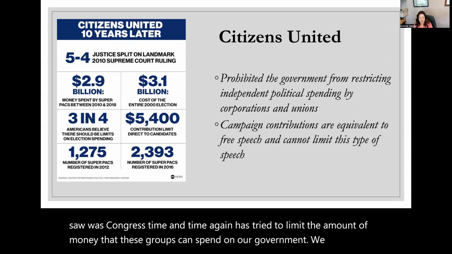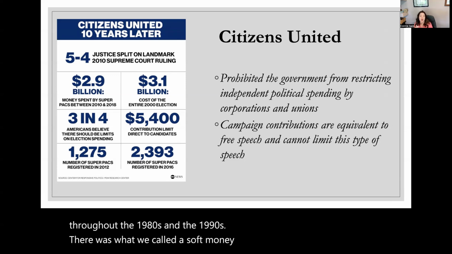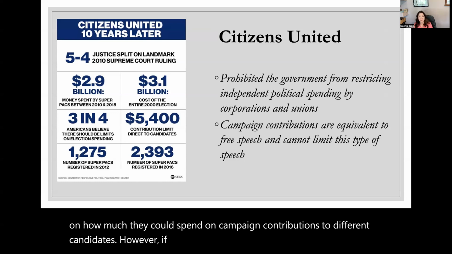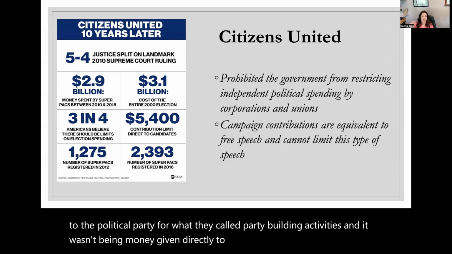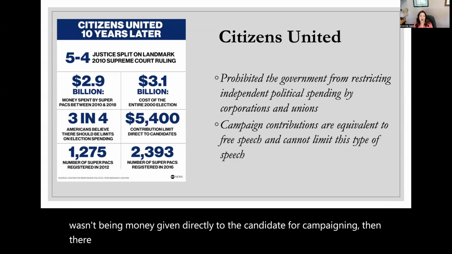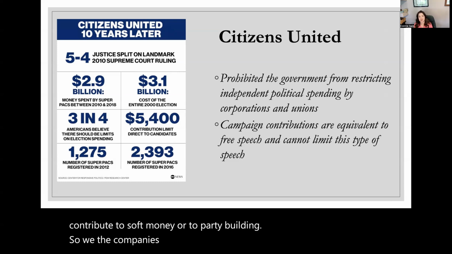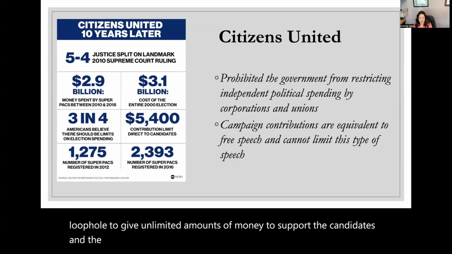Throughout the 1980s and the 1990s, there was what we called a soft money loophole, where there was a cap on how much they could spend on campaign contributions to different candidates. However, if they were giving money to the campaign itself or to the political party for what they called party building activities, and it wasn't being money given directly to the candidate for campaigning, then there were no limits on how much those different private companies could contribute to soft money or to party building. So the companies and lobbyists were using that as a loophole to give unlimited amounts of money to support the candidates and the parties that favored them.